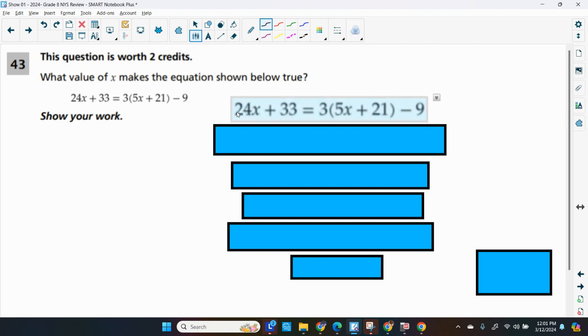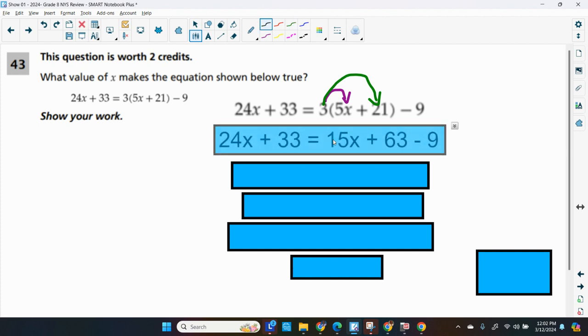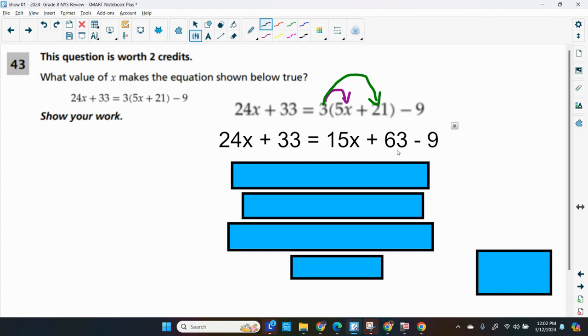So we're going to take this equation and try to make it small enough that we can solve it with maybe a 2-step equation. So we've got a lot of stuff going on here. That means we have to get rid of these parentheses first. Because we cannot add that stuff in the middle, but we can distribute the 3 to the 5x, and also to the 21. So 3 times 5 is 15. Don't forget the x. And 3 times 21 is 63.